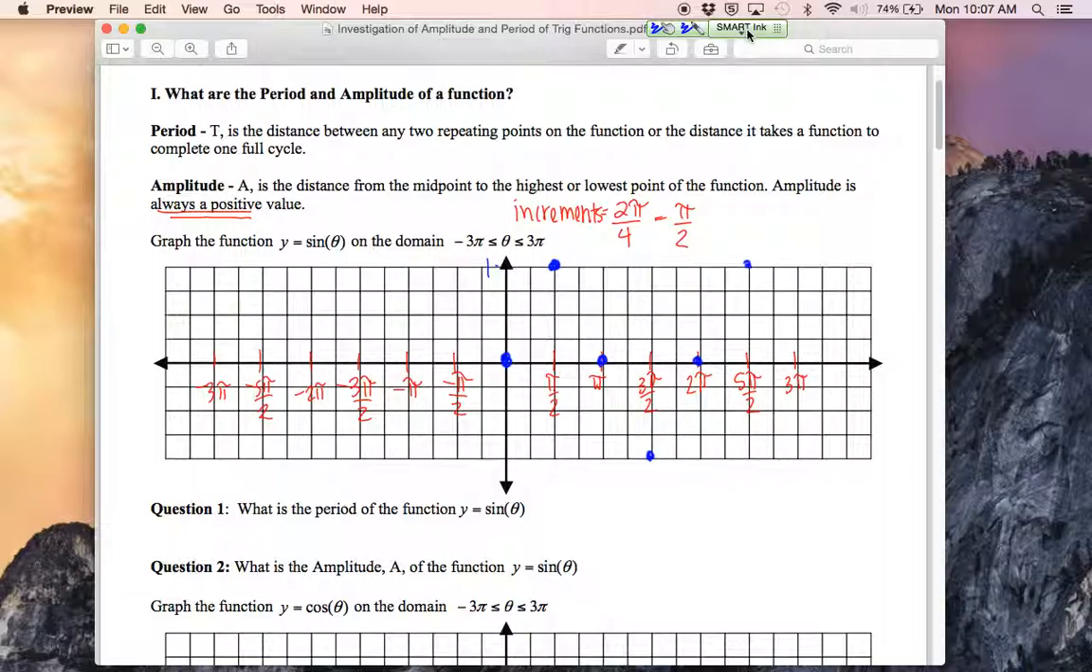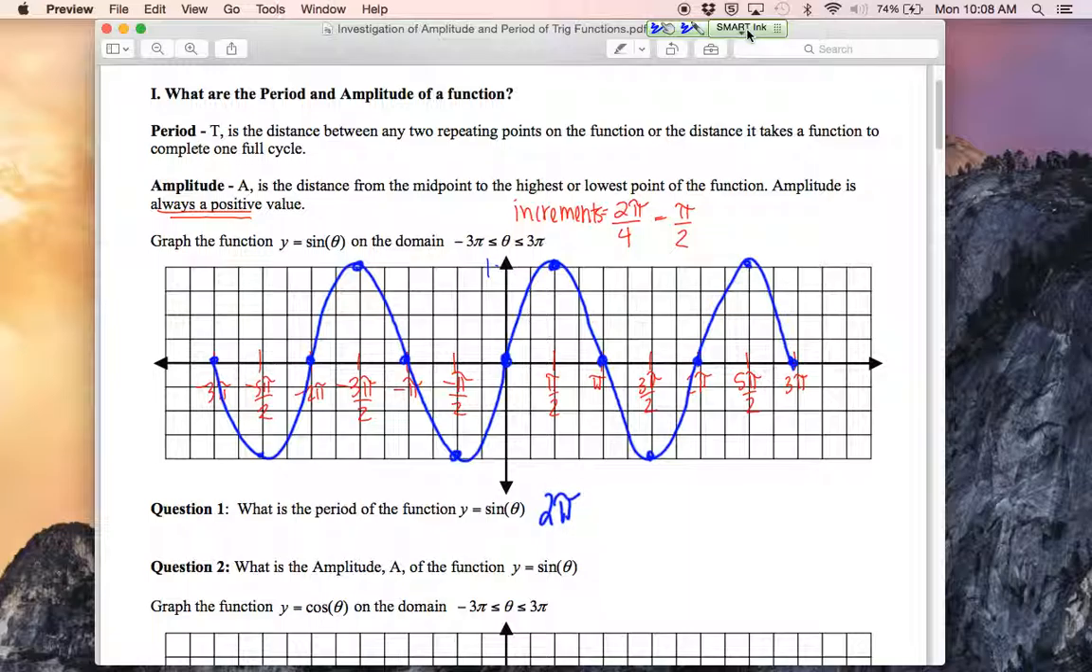You guys have graphed this a bunch already. This should look familiar. I'm going to connect with a smooth curve. Notice I'm not making sharp points. Make my points here. Okay, here is sine.